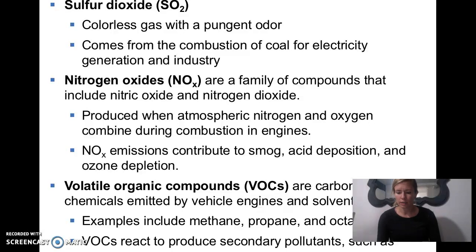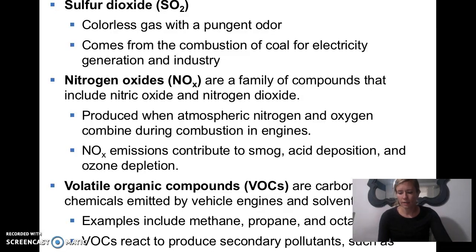And during combustion, so the burning of coal, sulfur, which is found in the coal, reacts with oxygen to form sulfur dioxide. And once this is in the atmosphere, it will react to form other things, sulfuric acid and sulfur trioxide, and that will lead to acid deposition, aka acid rain. So that's why that one is so bad.